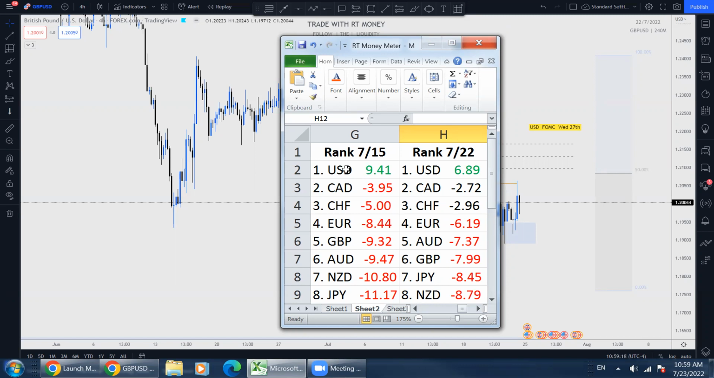So what am I looking at? I'm looking at USD. Last week it was at 941, ranked number one, of course. It's been strongest of all the currencies for a couple of months. This week, though, it slipped down to 689. Still the strongest of the currencies, but it did take a bit of a pullback, right?